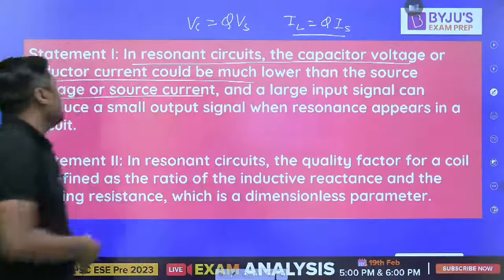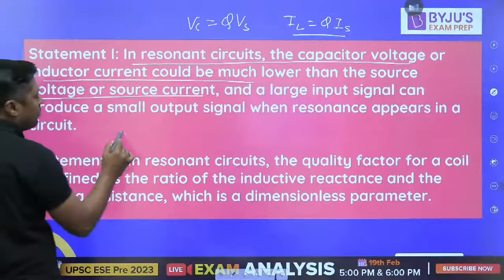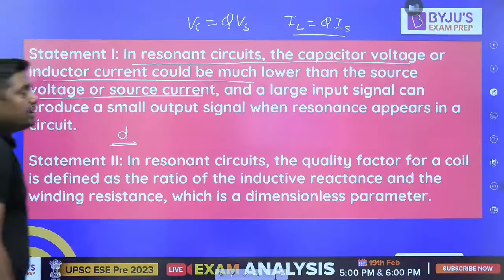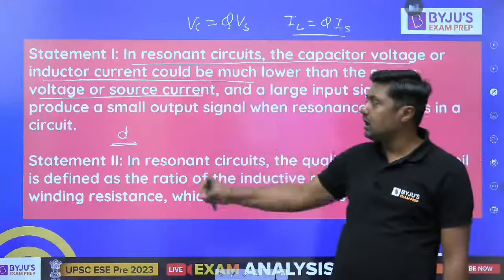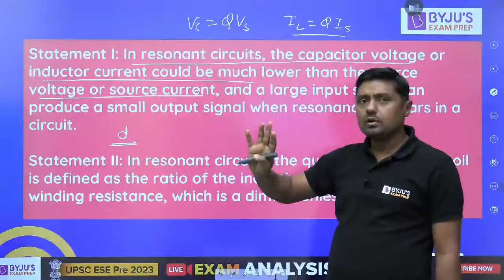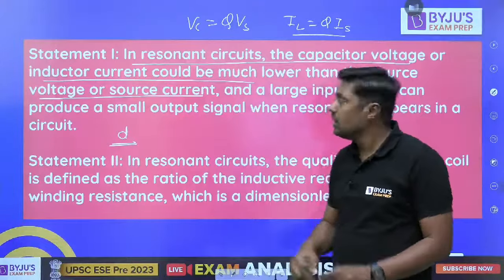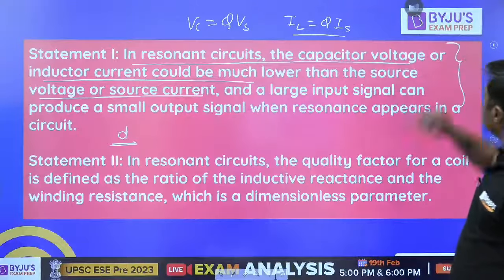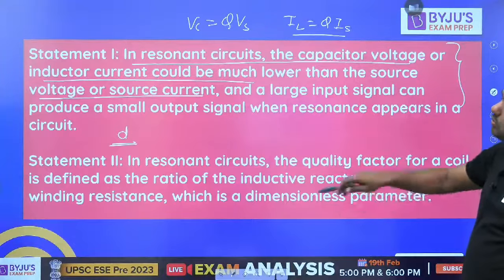The statement 1 is wrong, so no need to read the second statement. Directly you can go for the D option. If statement 1 is wrong, directly go for the D option. I'm not solving the question, I'm just giving you the hint on how to solve it. If the first statement is wrong, directly go for D, no need to read the second one, because 1 is wrong, 2 is correct.